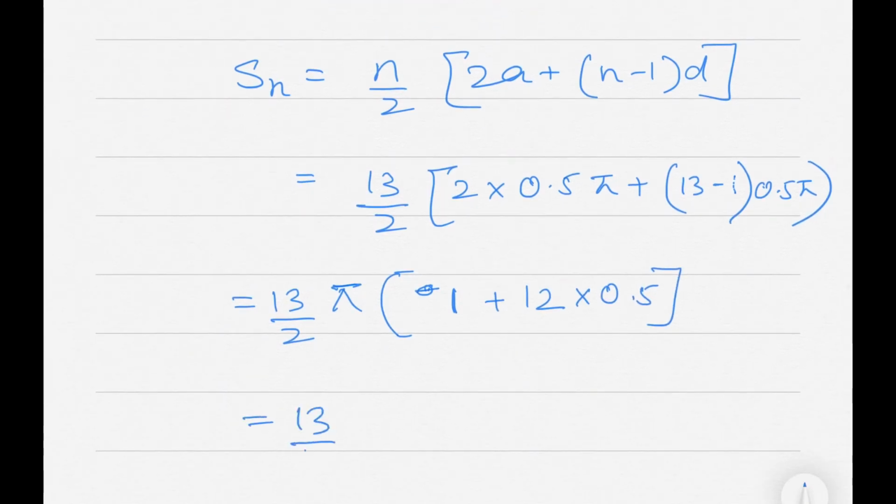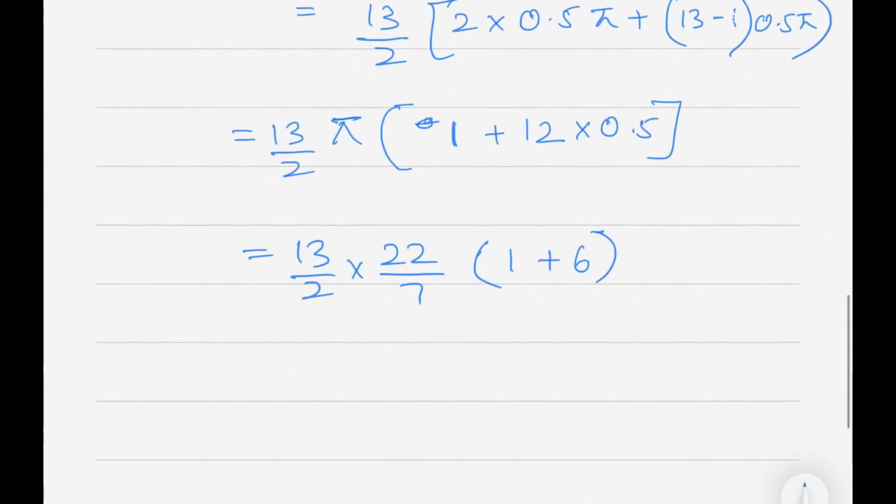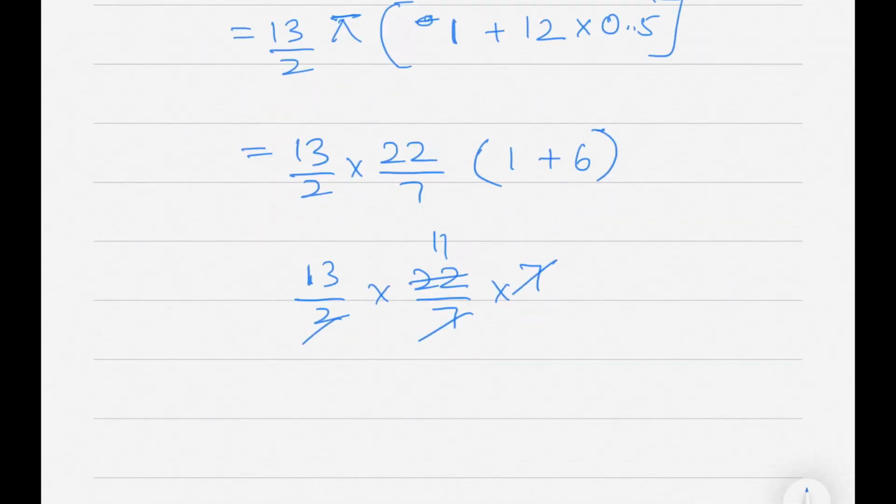Okay, so 13 by 2, pi I can substitute as 22 by 7. Have they mentioned in the question? Yes, they have mentioned that pi I have to take as 22 by 7. Now I can write this as 1 plus 12 into 0.5, which is 6, so 1 plus 6, 7, and the decimal goes. Now I can write down 13 by 2 into 22 by 7 into 7, the 7s go, and this is 11. So 11 3 times is 33, 11 1 time is 11, and 143. So I get my 143.